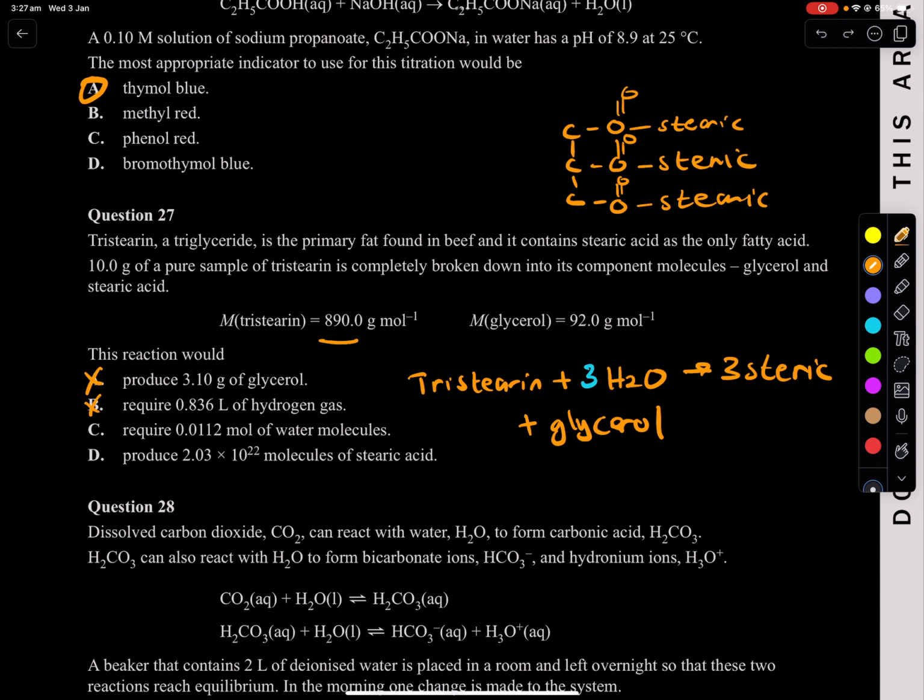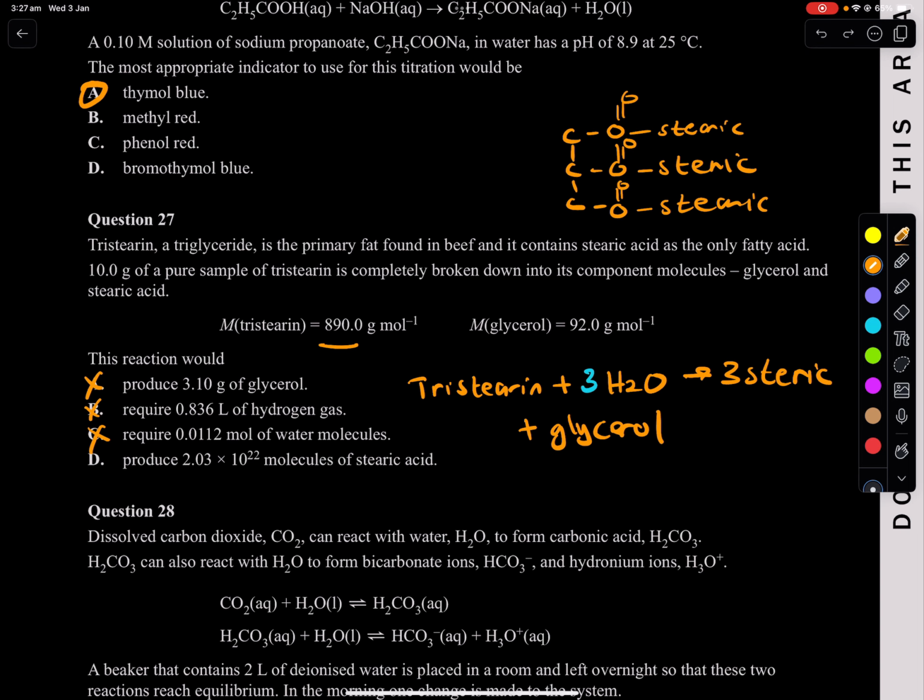So we times it by 3, and we'll get 0.0337 mole of water, not this. So let's check the last one. Produces 2.03 times 10 to the power 22 molecules of stearic acid. Let's check that. So again, it's going to be 10 divided by 890, and to get to stearic acid, it's going to be timesing it by 3. So it's a 3-to-1 ratio.